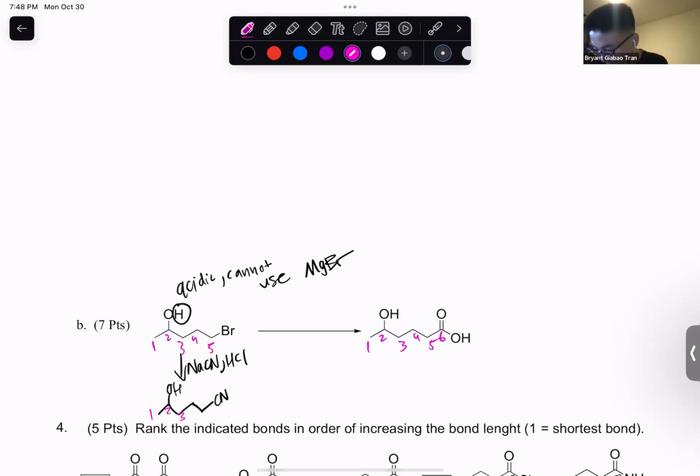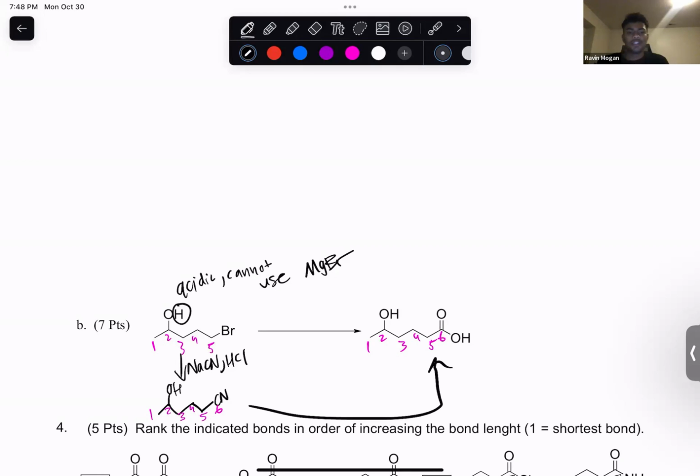One, two, three, four, five, six. And then there's only one last step here. The OH, it's the OH minus. Wait, OH minus, H2O and heat. And then second step, acid workup. Yep, acid workup. And that's it.